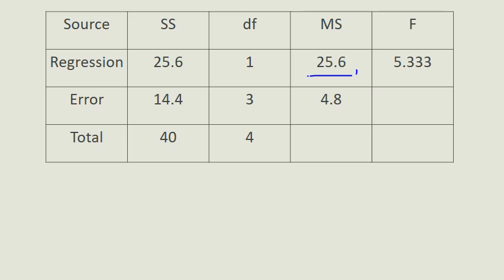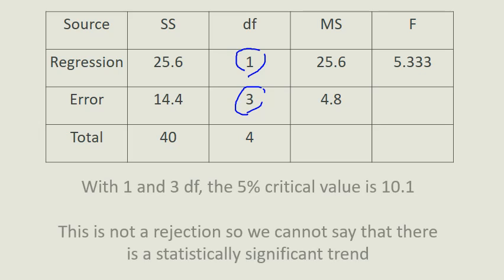And this F value comes from a distribution with 1 degree of freedom numerator and 3 degrees of freedom denominator. If you look up the 5% critical value in the F table in your book, then you'll see that the critical value is 10.1. So our F value is not big enough to reject, and we would conclude at the 5% level that there is no relationship between our variables.